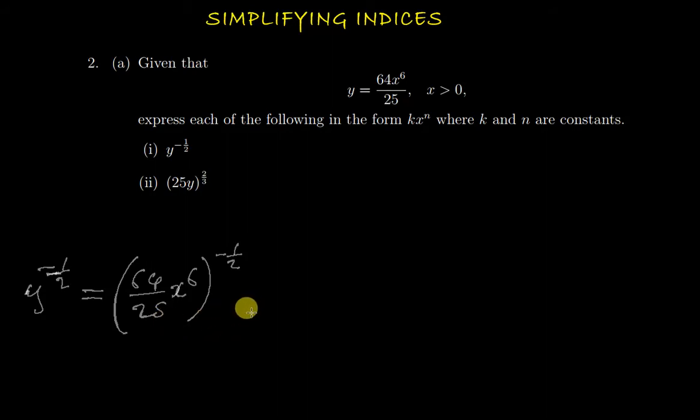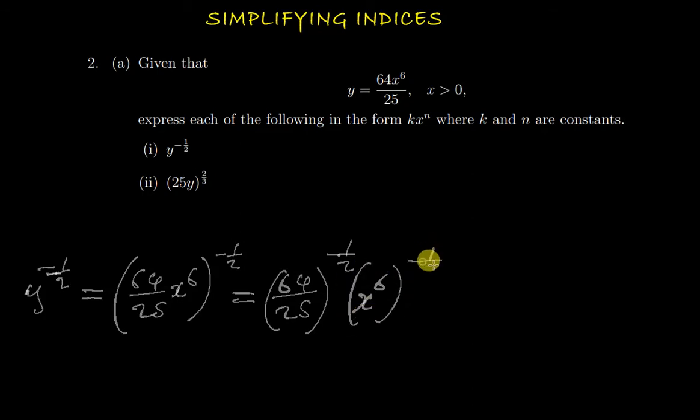Remember what I told you? I said any number raised to the power half is just the same as the square root of that number. So we're going to distribute the negative half in everything, to everything in the brackets there. So this 64 over 25 will be raised to the power negative half. And even this x to the power 6, we raise it to the power negative half.